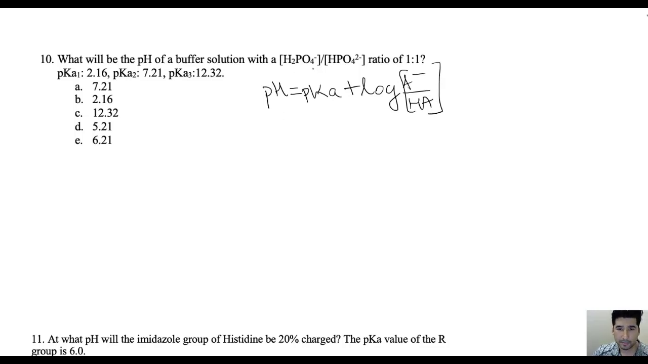Alright, so again, we need to look at our buffer and identify which one of these is our acid and which one is our conjugate base. This right here, because it's got the 2 minus, that's our conjugate base, and the H2PO4 minus, that's our acid. The one that has the most protons, that's usually your acid. That's a good way to tell. Okay, so because this is our acid H2PO4 minus, we know that we should be using pKa 2.